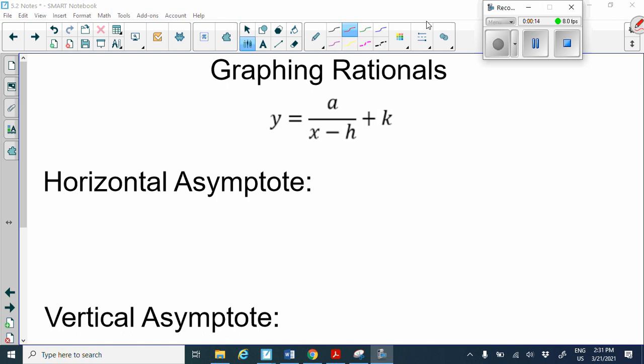To figure out the horizontal asymptote, basically that's going to be our k value, okay? So whatever that is, it's going to be y equals k.